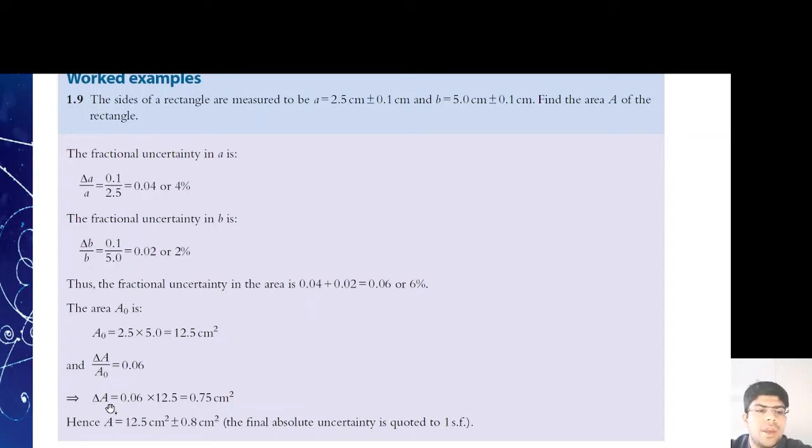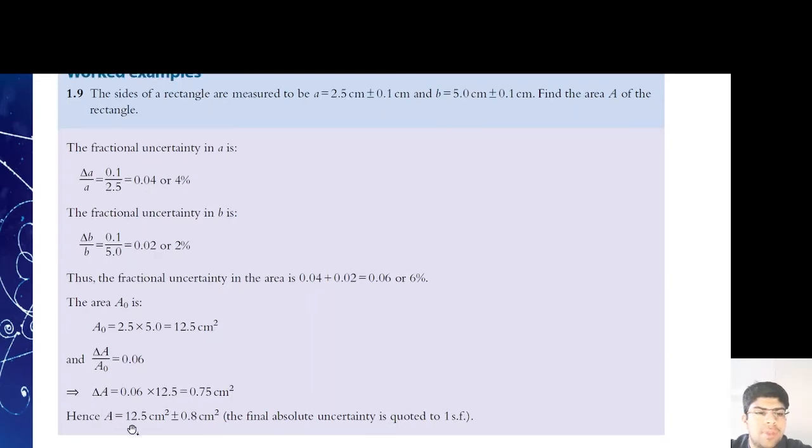So delta A equals 0.06 into 12.5 equals 0.75 centimeter squared, because it's an area, and the unit is so important in physics. If you don't write the unit, you don't get full marks. Hence A equals 12.5 centimeter squared plus minus 0.8 centimeter squared. So the final absolute uncertainty is given to 1 significant figure, because that is the least number of significant figures here.